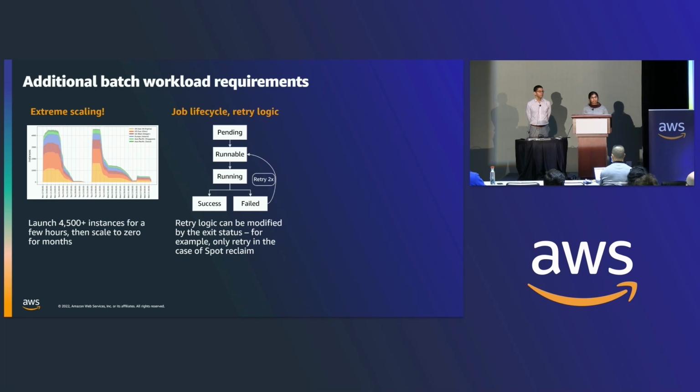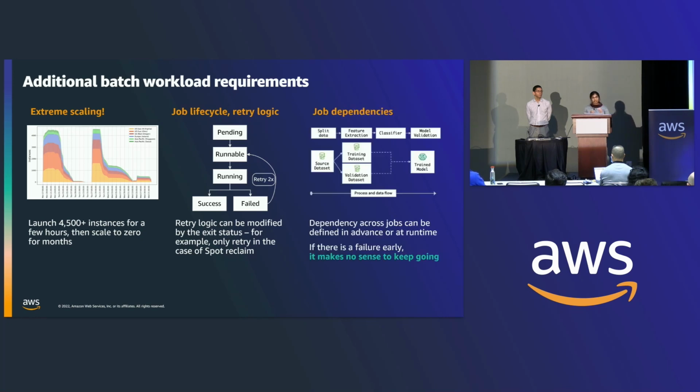Like I previously mentioned, batch workloads need to run to succession. That means that the scheduler needs to keep track of it over its job lifecycle. That means when it's being placed onto a compute resource, it needs to be tracked, versus if it needs to be restarted due to a spot or a hardware failure as well.